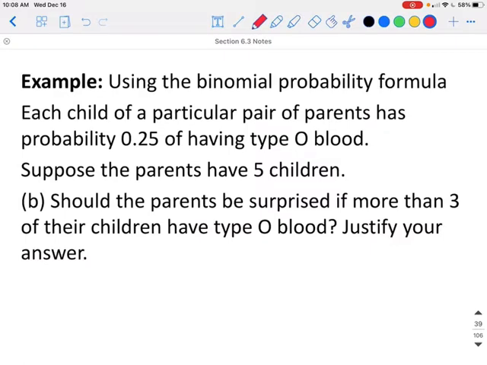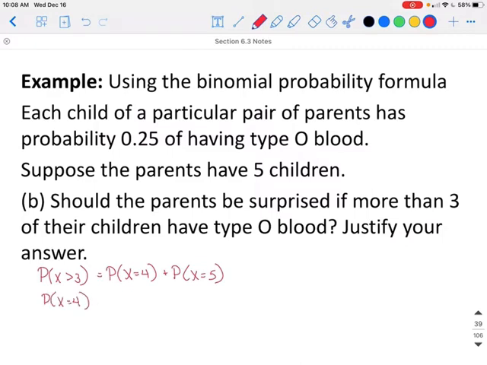Should the parents be surprised if more than 3 of their children have type O blood? Justify your answer. So the probability that they have more than 3 is the same thing as the probability that x is equal to 4 plus the probability that x is equal to 5. So we can do both of those calculations. We're going to let x equal 4 and x equal 5, find both probabilities, and then we can add them together.